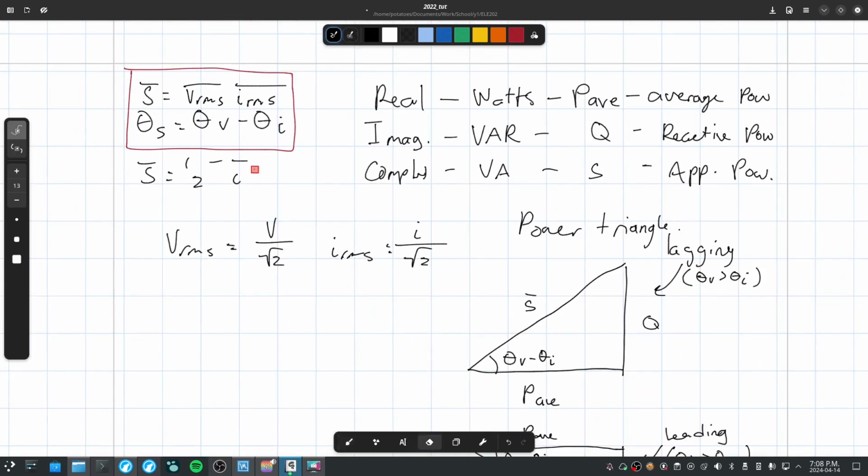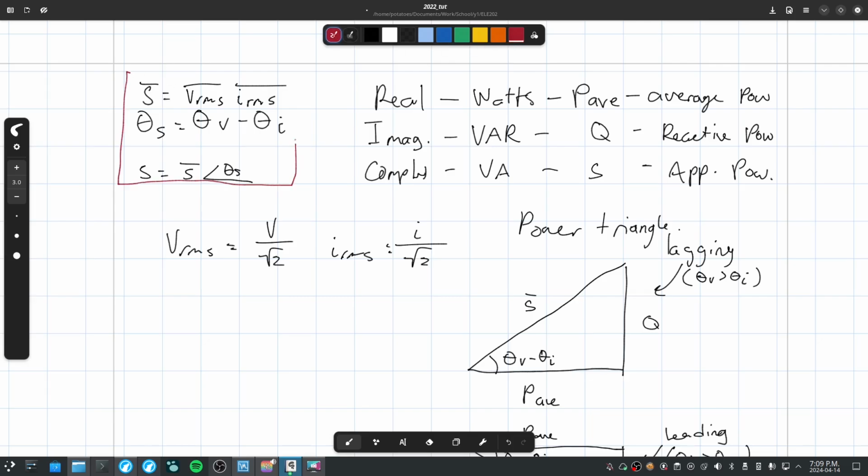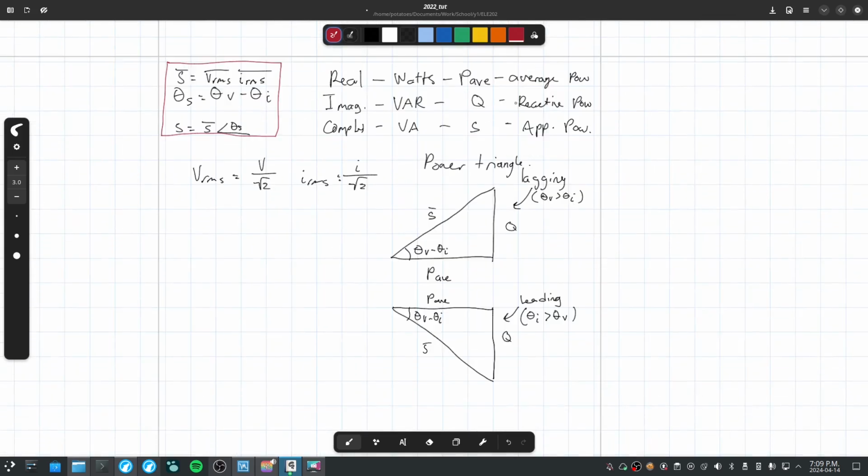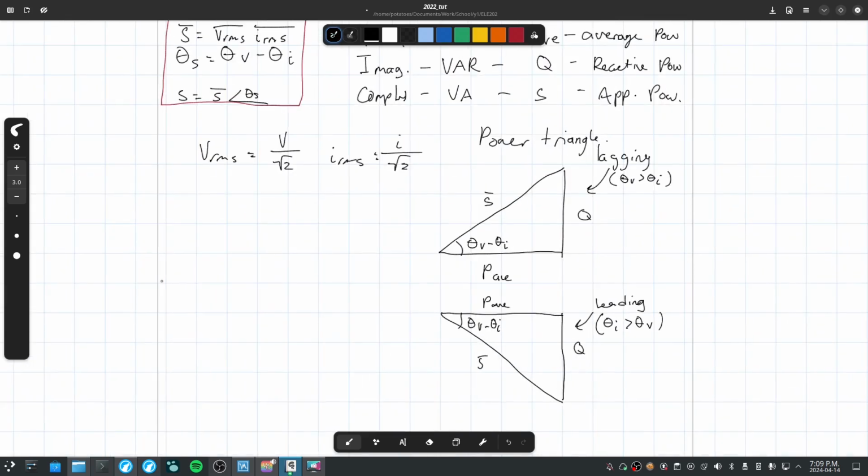Just to make it very clear here, you won't be using this formula, really. You should just be using V RMS. S is equal to the magnitude of S with a phase angle of theta S. I keep mixing it up. So there's your power triangle. This is pretty much it. Also, S total is equal to the sum of S's. Same with Q total is the sum of Q's, and same with average power total.